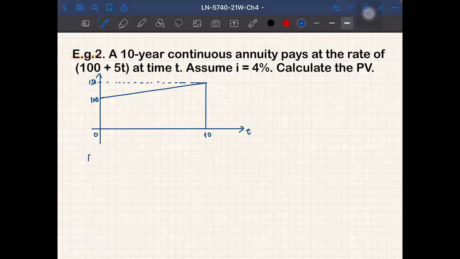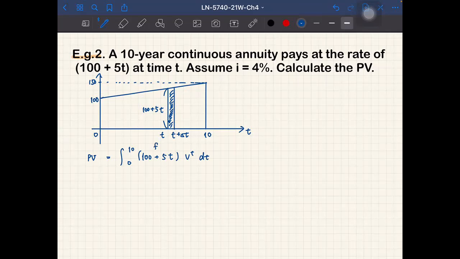So for the present value, we always think about the very small amount, the small area from t to t plus delta t. Then we can see that this area is equal to f(t) times delta t. So this f(t) is 100 plus 5t. That means the PV is the integral from 0 to 10 of f(t) times v to the t's power. So 100 plus 5t times v to the t's power delta t. In general, this formula was f(t) times v to the t's power times dt.